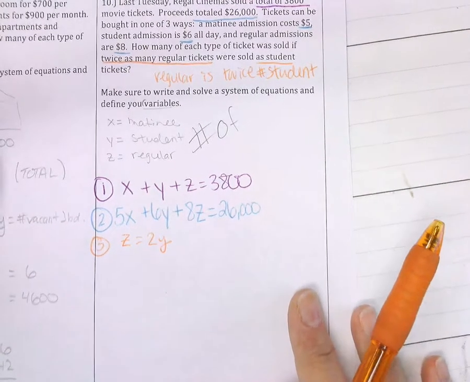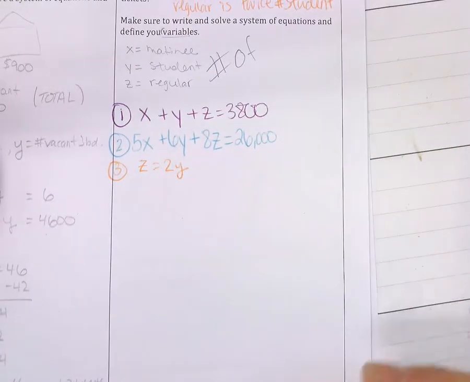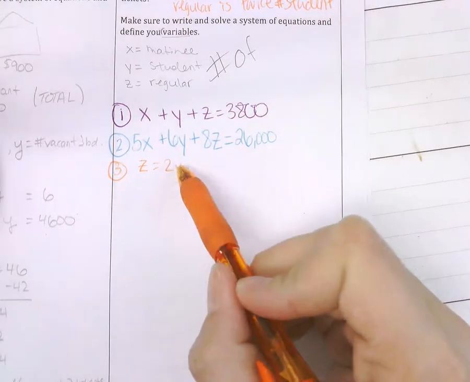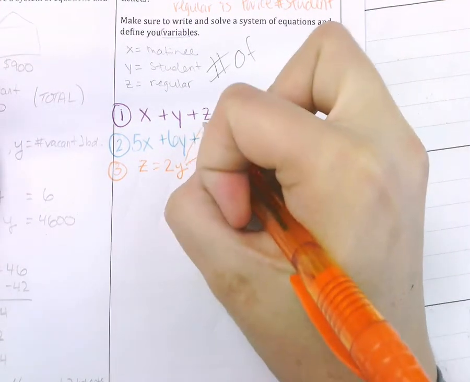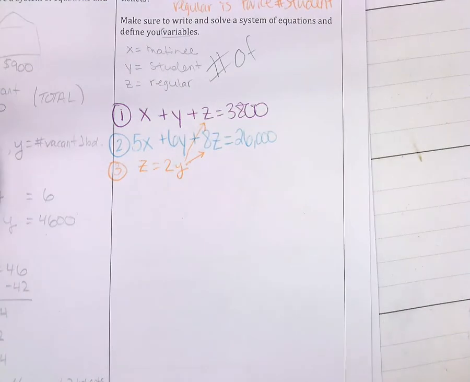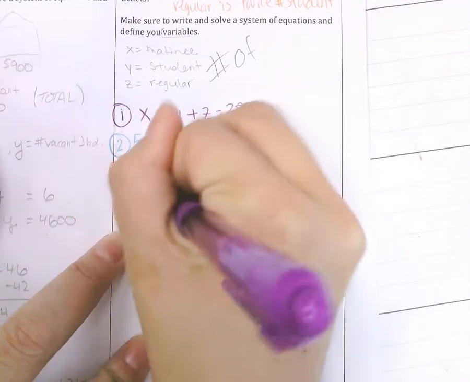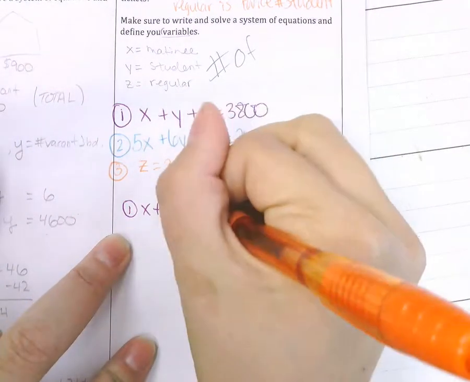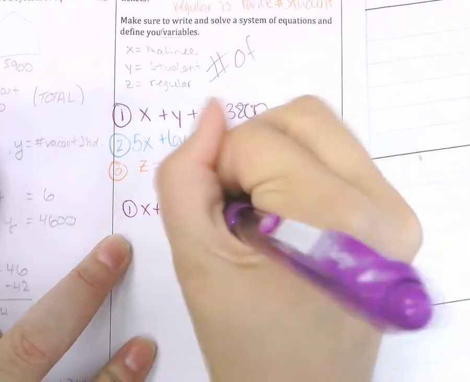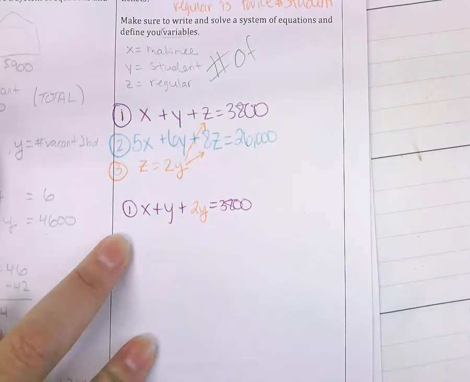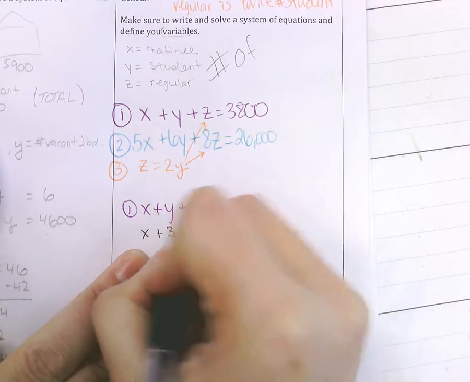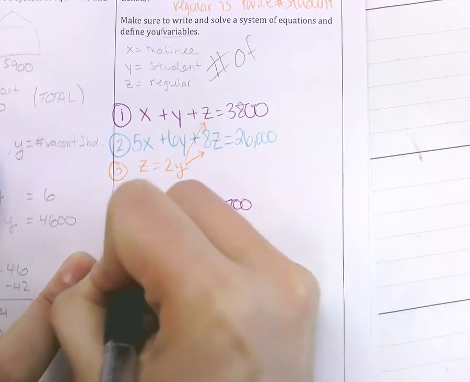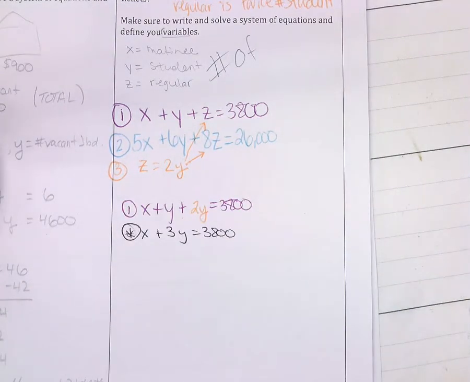Now, again, it's up to you how you want to solve. My personal preference for this one would be to take the 2y and substitute it here and here. By doing that, I'm creating a 2-variable equation for each of those. So x plus y plus, instead of z, 2y, equals 3,800. When I simplify, I get x plus 3y equals 3,800. This is star, because it's a new equation.